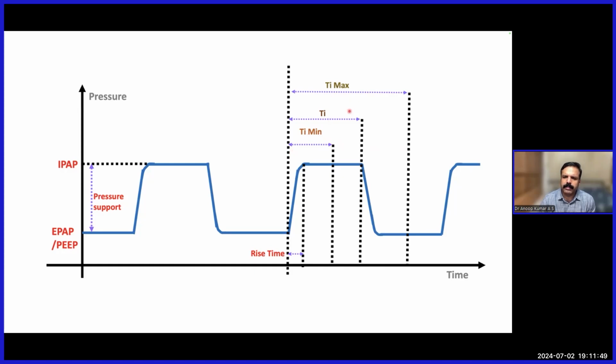Then you can ask me why you need TI minimum and TI maximum, why can't it be only TI? So this is a spontaneously breathing patient. So this is the way you can adjust the IE ratio by adjusting the inspiratory time. Okay. So the patient is taking the inspiration, but the inspiratory time can be modified using this TI minimum and TI maximum. I think that part is clear.